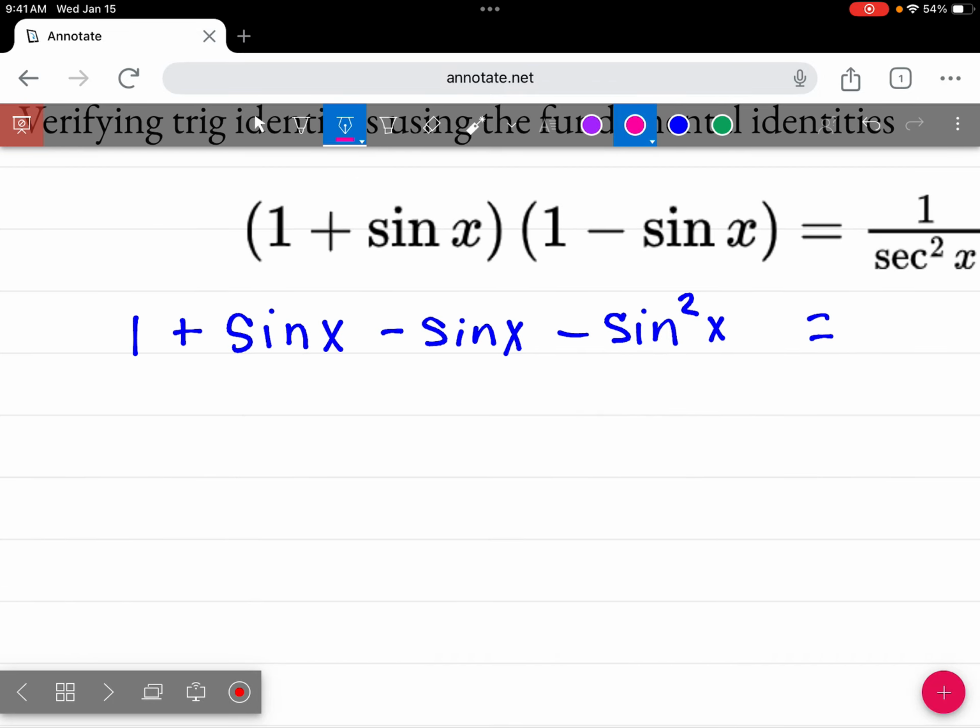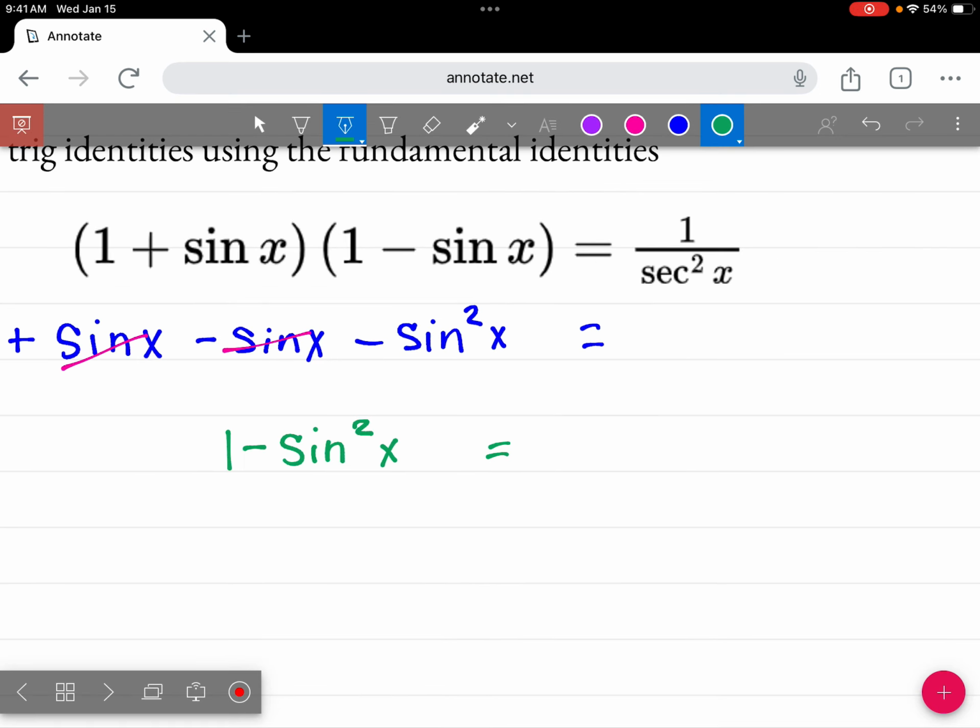But we noticed here, as most of y'all caught, that this is a difference of squares, so these middle two terms cancel out, and we're left with our 1 minus sine squared x. So that's helpful for sure.